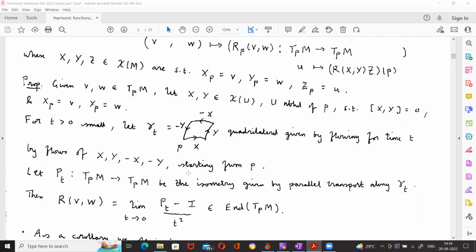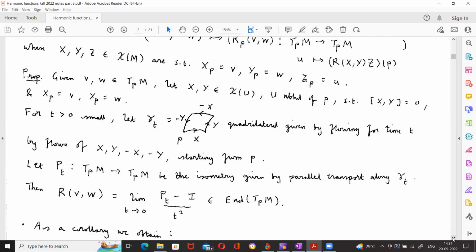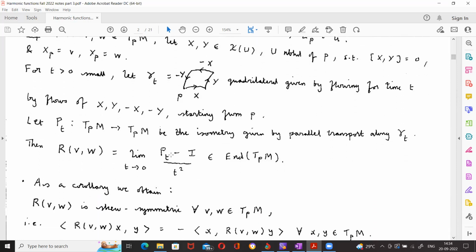Okay. And so therefore, to get a limit, what you do is you look at the limit of PT minus the identity divided by T squared. This limit exists and this equals R of VW. So this is the limit. It's a derivative, if you like. If I replace T squared by some variable S, and this PT I call instead P of square root S, I call that some Q of S. So then this is a derivative along a curve of isometries passing through the identity, right?